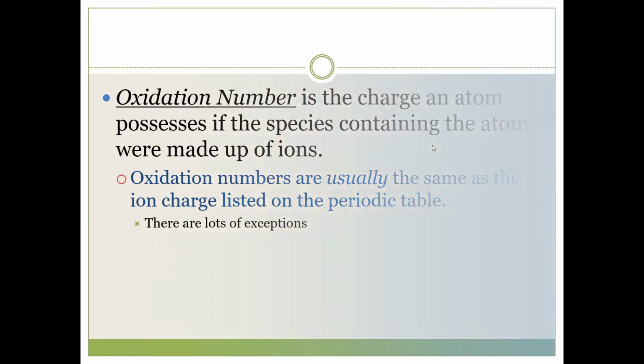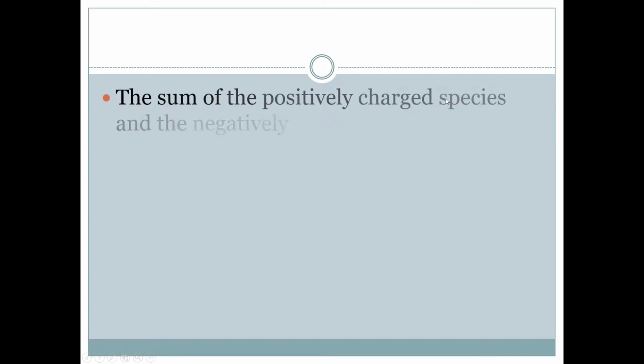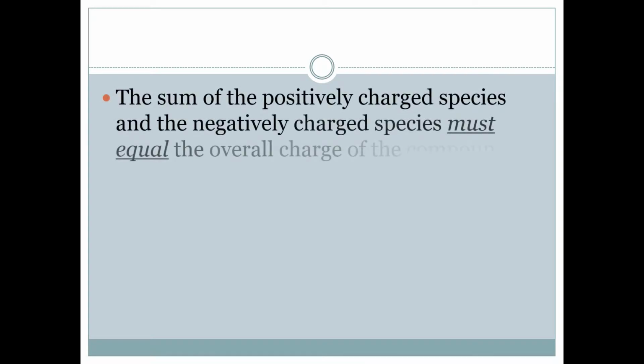Now, in a compound, the sum of all the oxidation numbers must equal the overall charge of the compound. So if the compound has a positive charge, all of the oxidation numbers added together have to equal whatever that positive charge is. If there's no charge, then everything has to equal 0, basically. Okay. Now, here's an example.